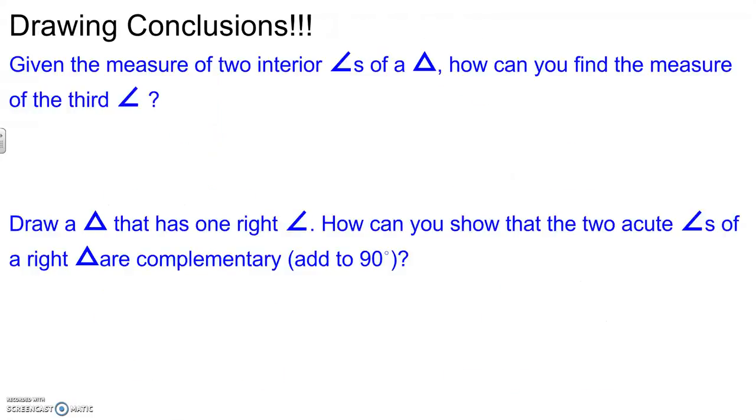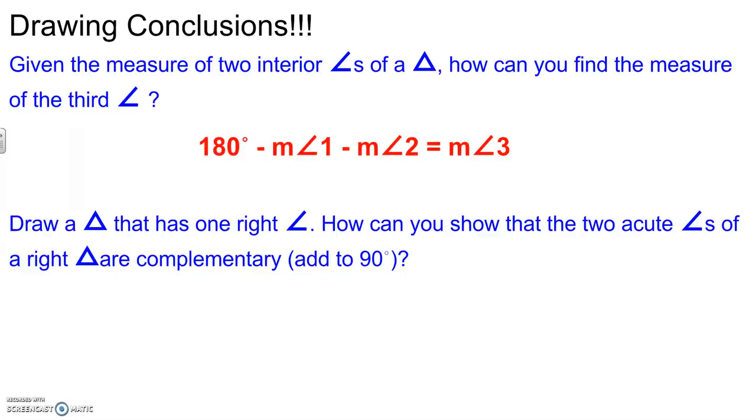Drawing conclusions. Given the measure of the two interior angles of a triangle, how can you find the measure of the third angle? Draw a triangle that has one right angle. How can you show that the two acute angles of a right triangle are complementary? Complementary means it adds up to 90 degrees. A good way to remember between complementary and supplementary is complementary starts with C, C before S, 90 before 180. Okay, so write these down and then come back to the video.